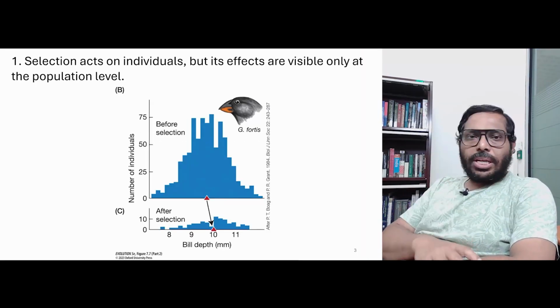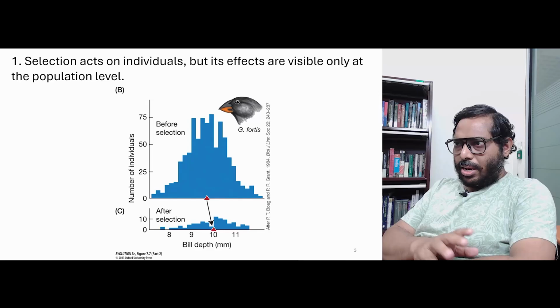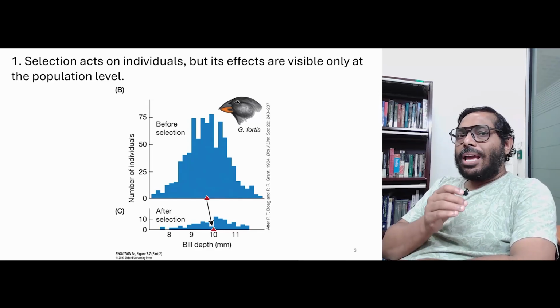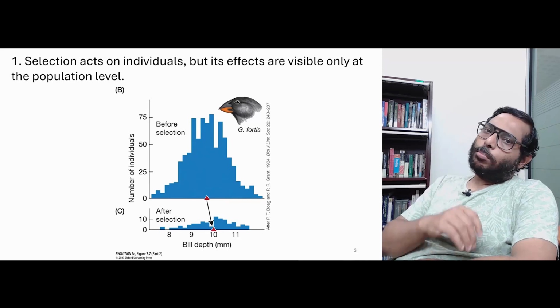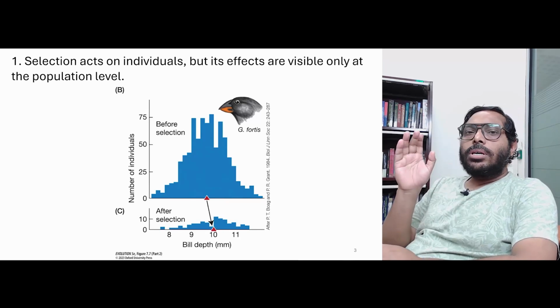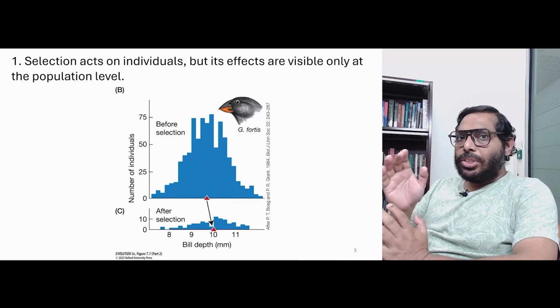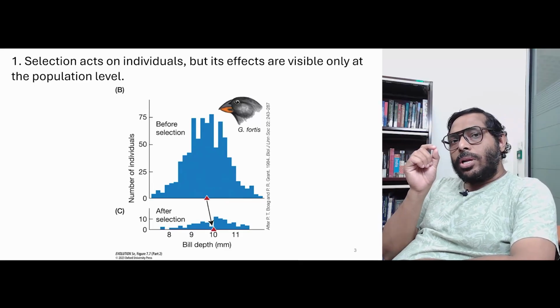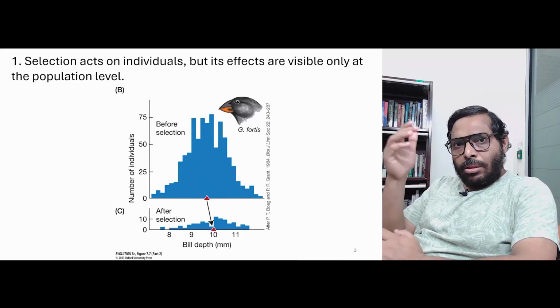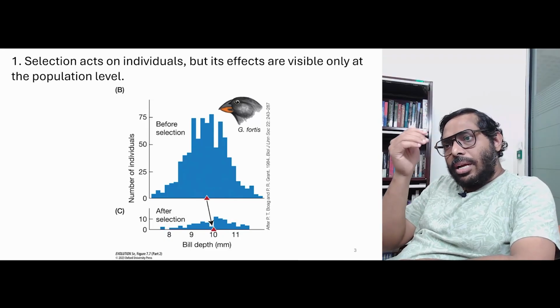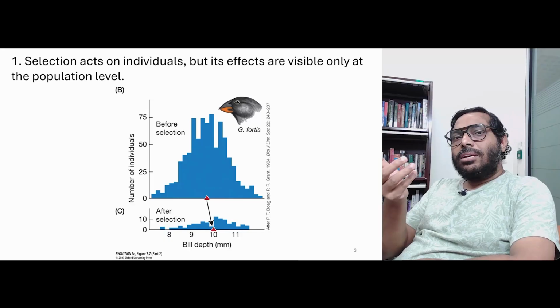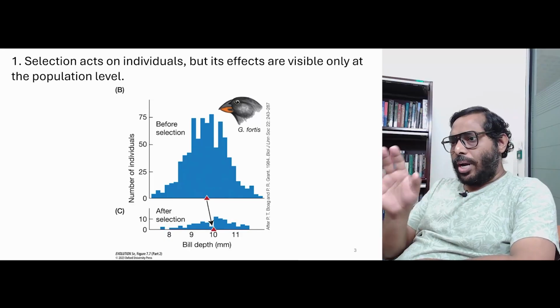Okay. So, the first feature of selection that one really needs to keep in mind is that selection acts on individuals, although the effects of selection are visible at the population level. So, think about Darwin's finches, for which you saw that HHMI video. Under drought conditions, it is the individual finches which are either surviving or dying, which are either reproducing or not reproducing, and so on and so forth.